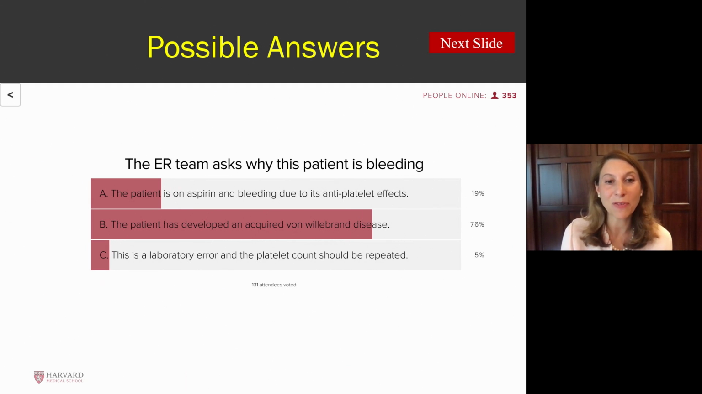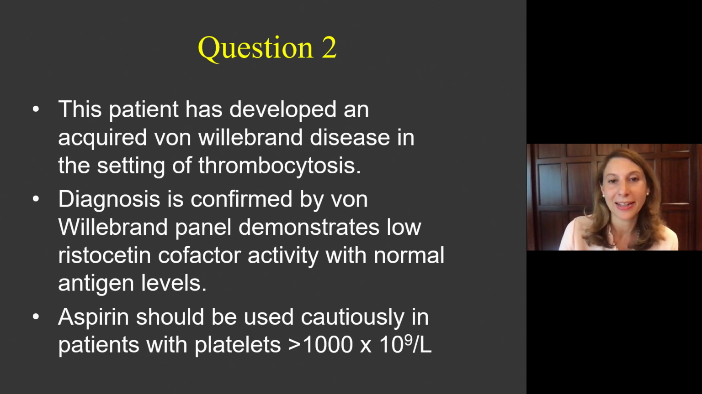All right, still some votes coming in there, I see, but it looks like the majority are saying B, the patient has developed acquired von Willebrand disease. Great. So this patient has developed acquired von Willebrand disease in the setting of thrombocytosis. Basically, this large number of platelets has caused a lot of binding with von Willebrand protein.